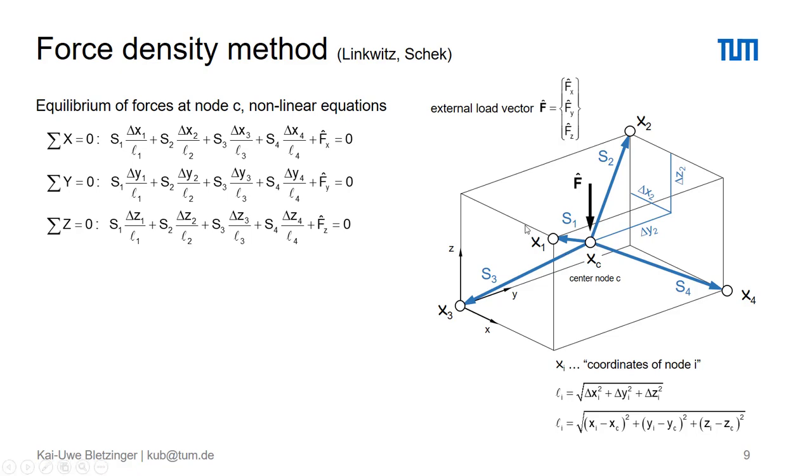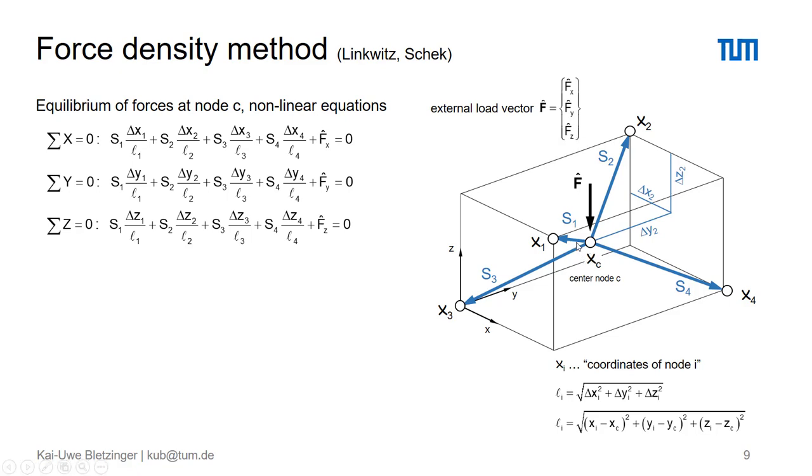So we are more or less spanning the spatial diagonals, if you like. The cable net is also loaded by an external force. You have at the center node F hat, that's the vector, with the components in X, Y, and Z direction.